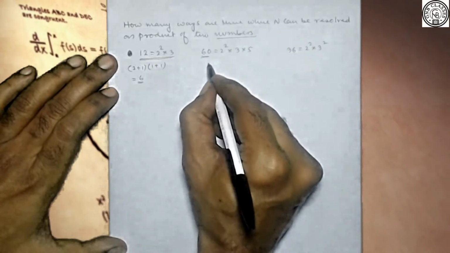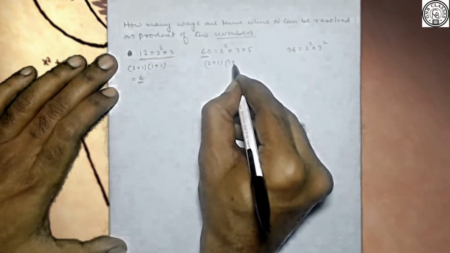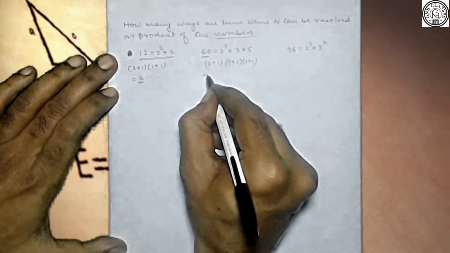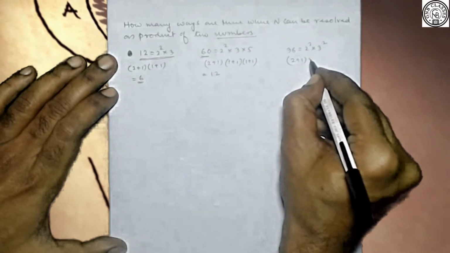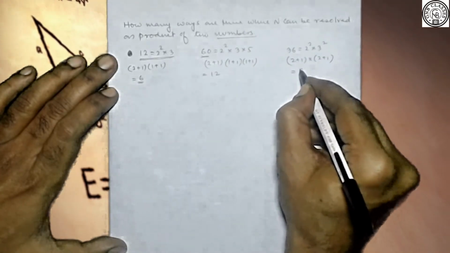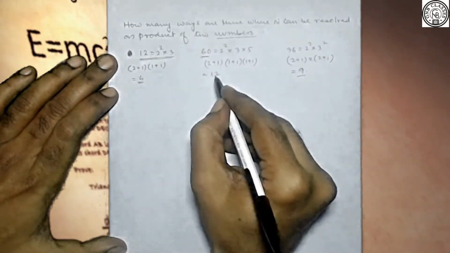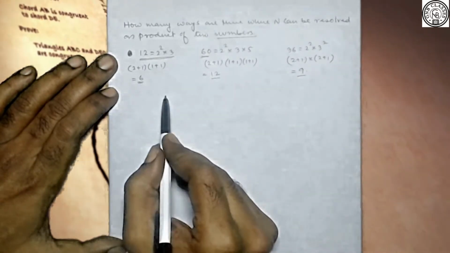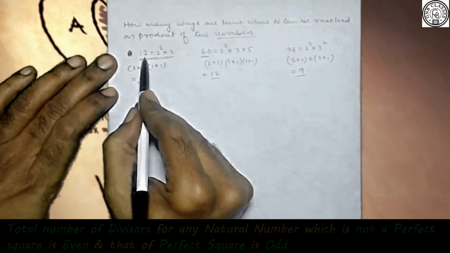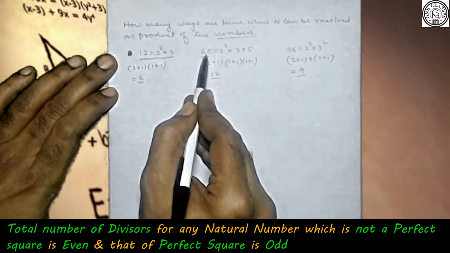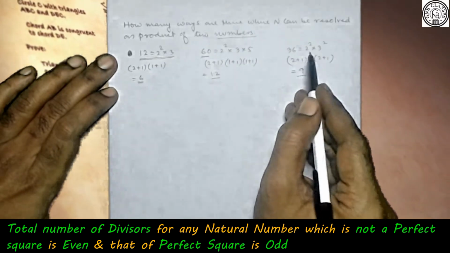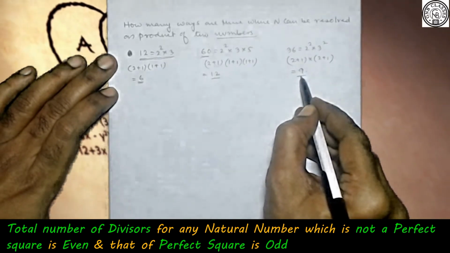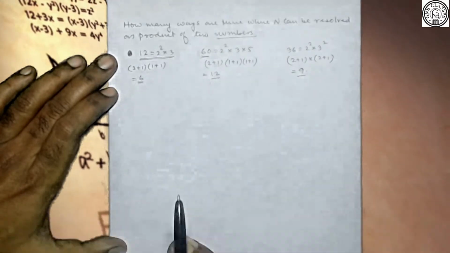What about 60? It is (2 plus 1)(1 plus 1)(1 plus 1), that is 12. Is it clear? And what about 36? It is (2 plus 1) into (2 plus 1), so 9. So from here we can observe one thing, that the total number of divisors of any natural number which is not a perfect square is always even. And the natural number which is a perfect square, the number of divisors is always odd. This you must keep in your mind.